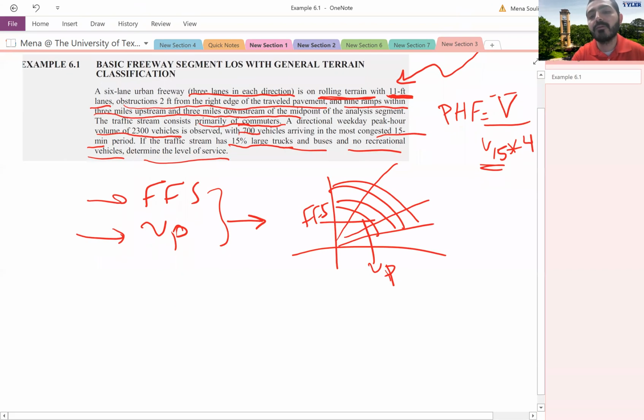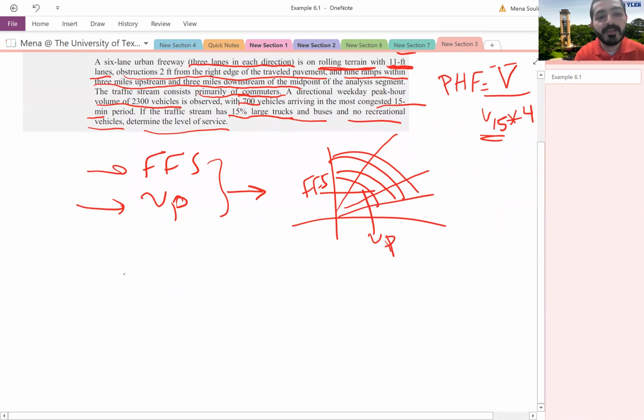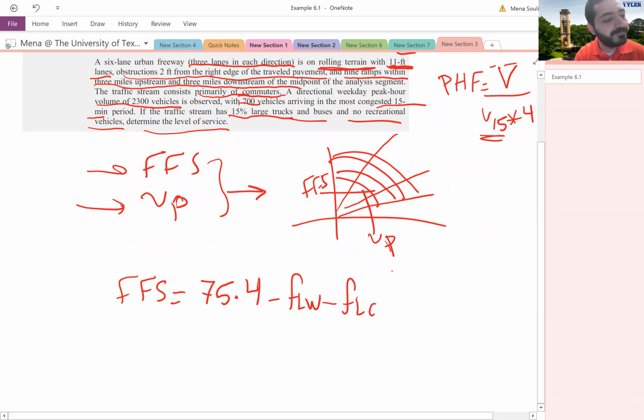So let's get going with the FFS. The equation for the FFS is 75.4 minus FLW minus FLC minus 3.22 TRD to the power 0.84. All right.